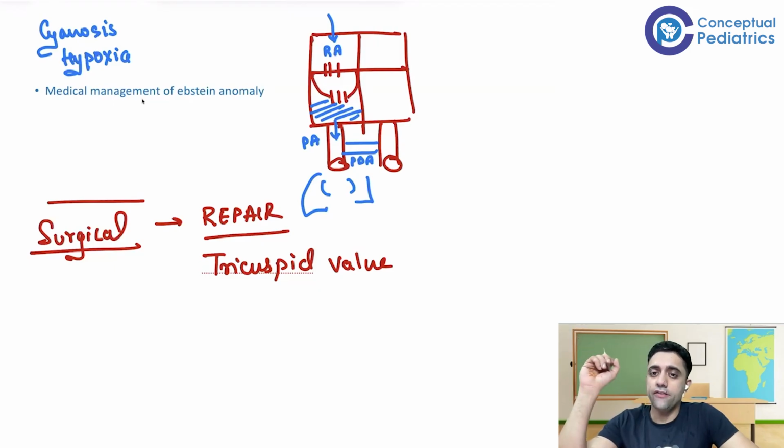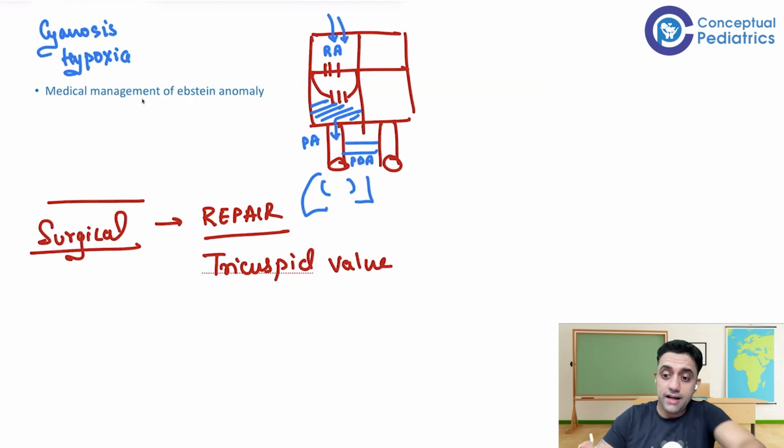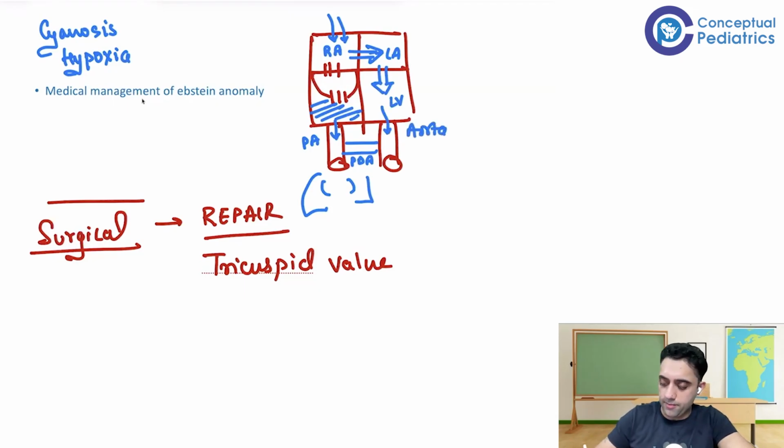So what will I do? The blood which has come through the right atrium goes to the left atrium with the help of the foramen ovale. And from the foramen ovale, the blood goes from right atrium to left atrium to the left ventricle. From the left ventricle, the blood will go to the aorta. And from the aorta, very importantly, with the help of the PDA, the blood will be able to go to the lungs. That is very important.